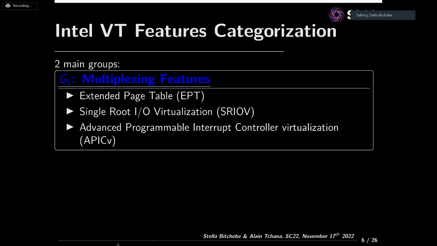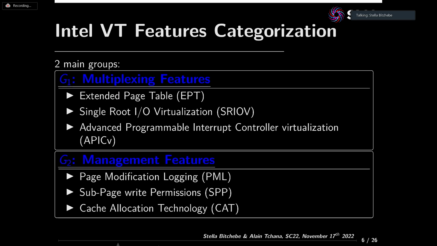The first one is composed of features that allow multiplexing the hardware. For example, if you take single root I/O virtualization, it helps the hypervisor to better virtualize the network interface card. The second group is composed of features that help improve the management tasks of the hypervisor. For example, Intel page modification logging facilitates live migration by the hypervisor.